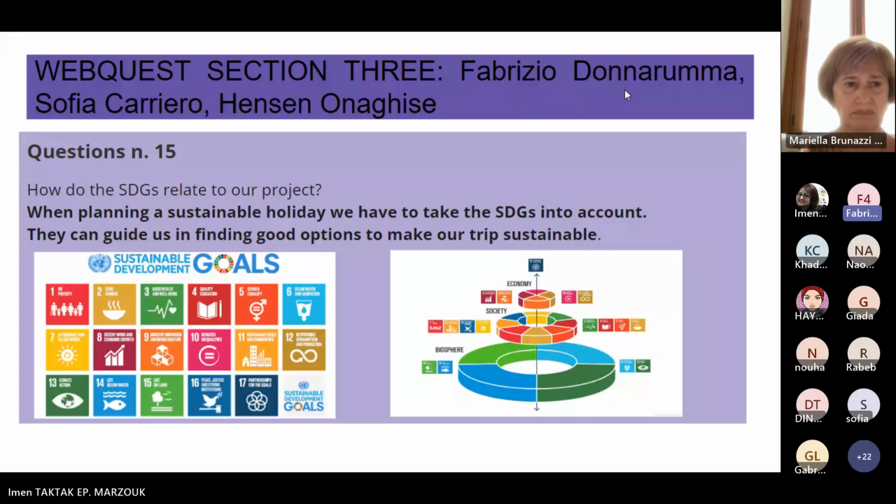These are all the goals. So, how do the SDGs relate to our project? When planning a sustainable holiday, we have to take the Sustainable Development Goals into account. They can guide us in finding good options to make our trip sustainable, and we inserted two pictures of it, and that's it.